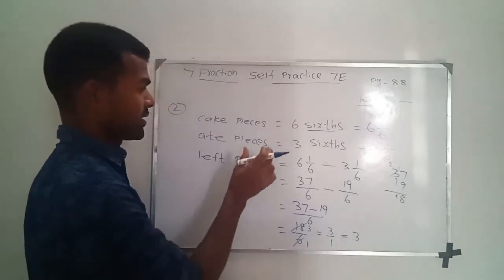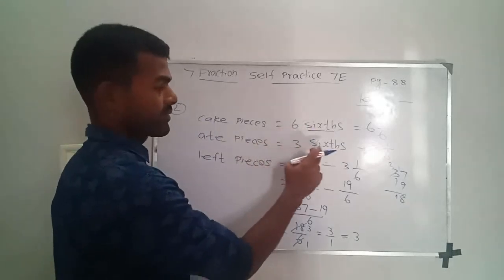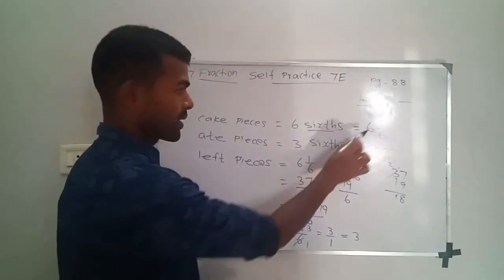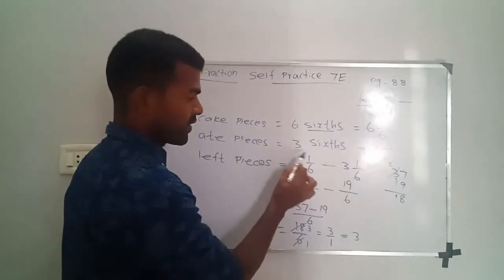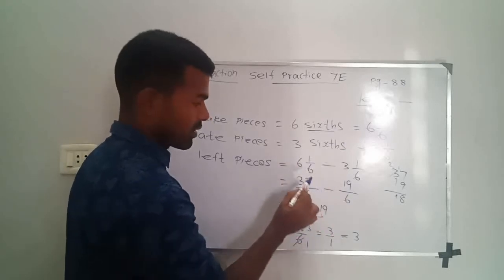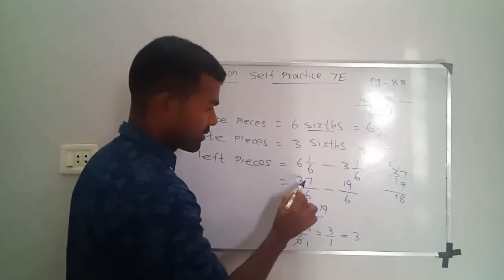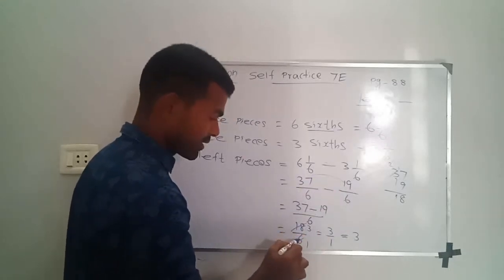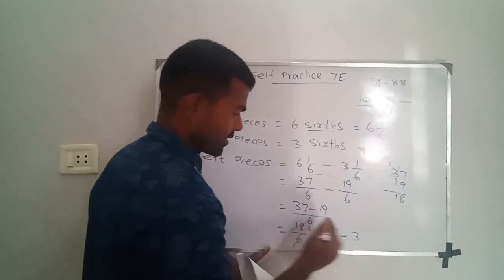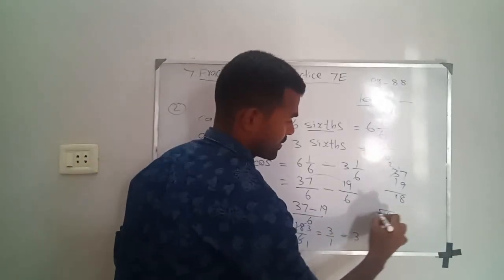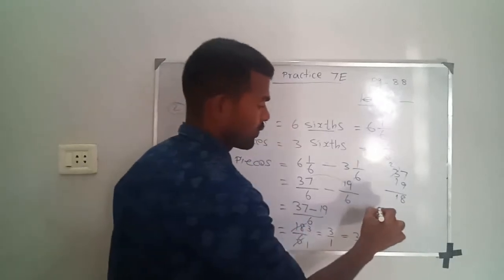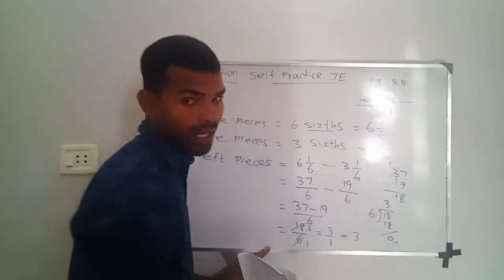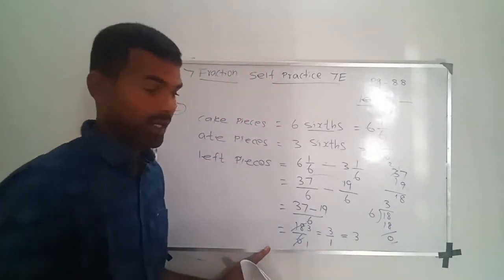So first, write the given number in place of the word number. Afterwards, from the greater number, subtract the smaller number. Convert the mixed number into improper fraction and subtract only the numerators. After subtracting, I am getting 18 by 6. If you divide 18 by 6, it divides 3 times. So the quotient is 3, and 3 is the answer. Okay, got it?